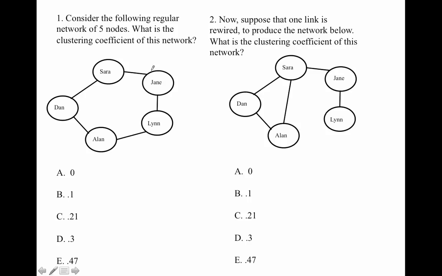The same for all the other nodes. They all have the same situation. So if we take the average of all those, it's just zero. So that's the clustering coefficient.